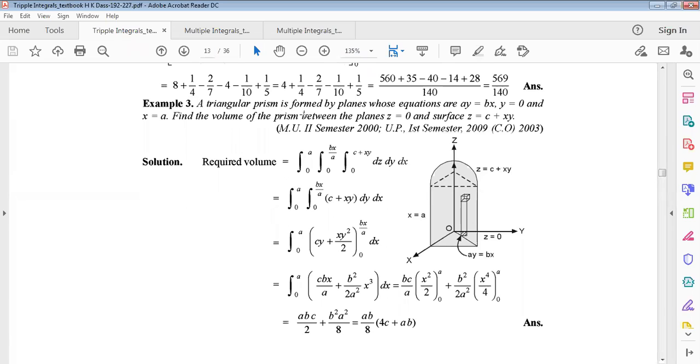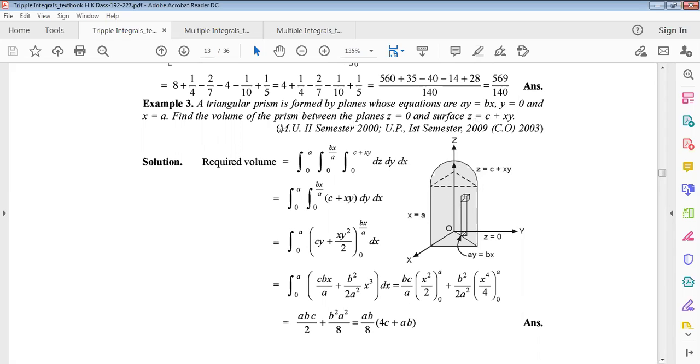A triangular prism is formed by the planes whose equations are ay equals bx, y equals 0 and x equals a. Find the volume of the prism between the plane z equals 0 and the surface z equals c plus xy. This is the surface, and there is a prism, this one.